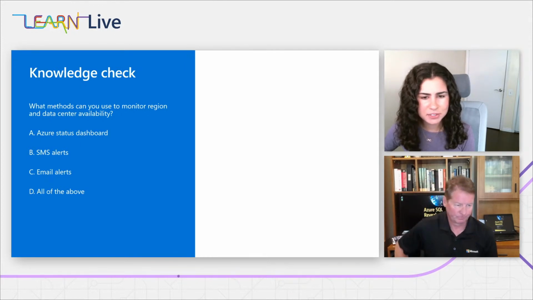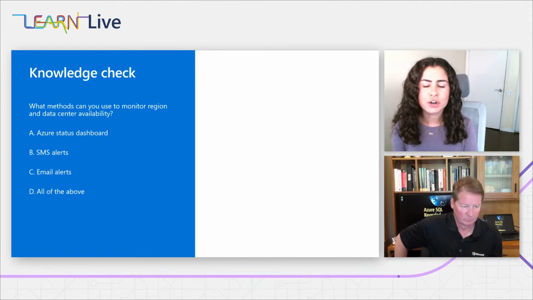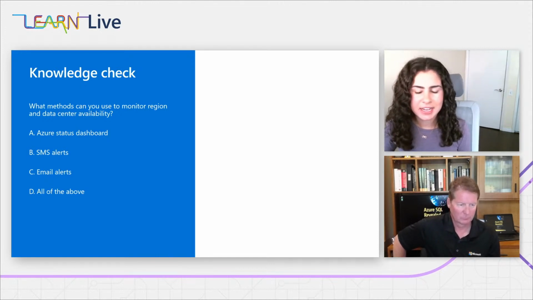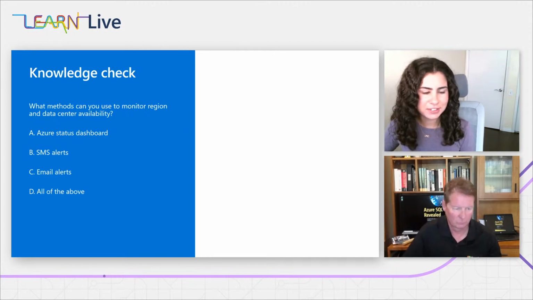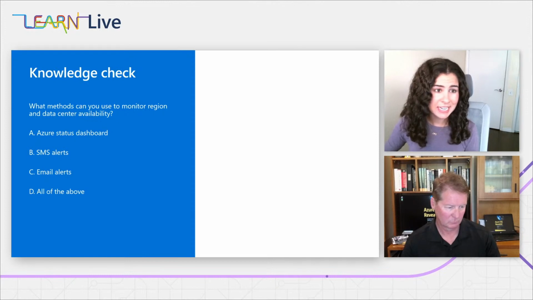Okay, let's take a look at this question. It says, what methods can you use to monitor region and data center availability? So Bob, we've got a few answers in. It looks like most people are saying option D. Can you take us through this one?